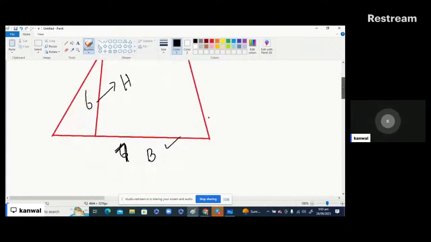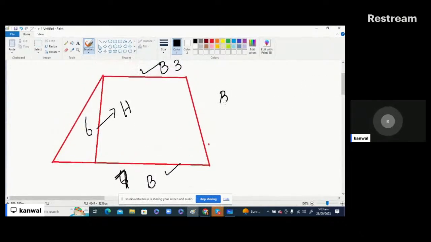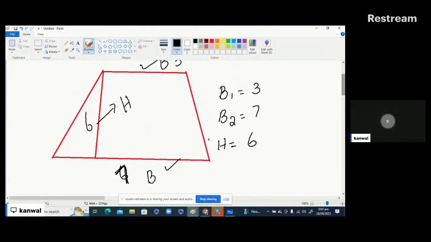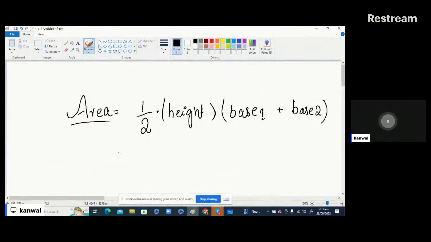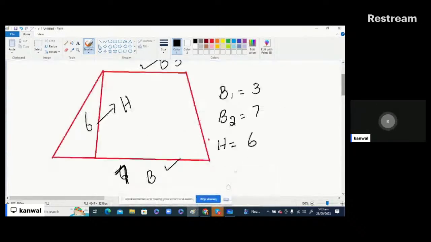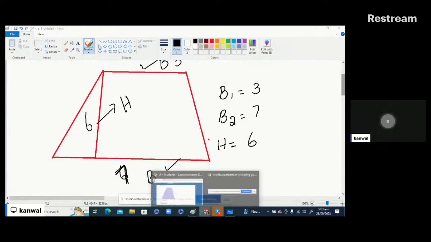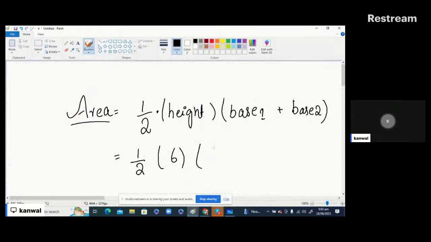Now we're going to put the values in the formula. What is the first base? Base 1 is 3. What is the second base? That is 7. How much is the height? That is 6. Now put everything in the formula. We put half as it is, height 6, and for base 1 and base 2, these values 3 and 7, so 3 plus 7.